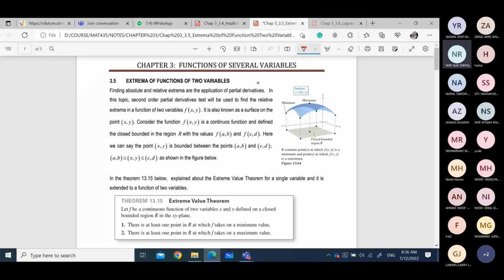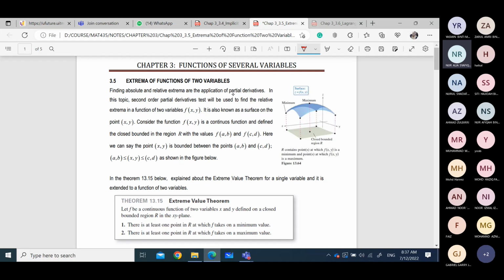Alright, so today we continue our discussion about extrema of functions of two variables. Actually, partial derivatives are applied to find the maximum and minimum on a surface. In order to find the minimum and maximum points on the surface, we have two types of methods. They are extrema of functions of two variables, and the other one is Lagrange multipliers.